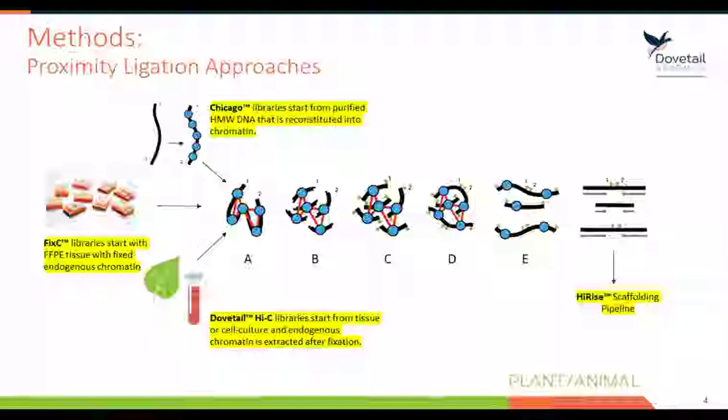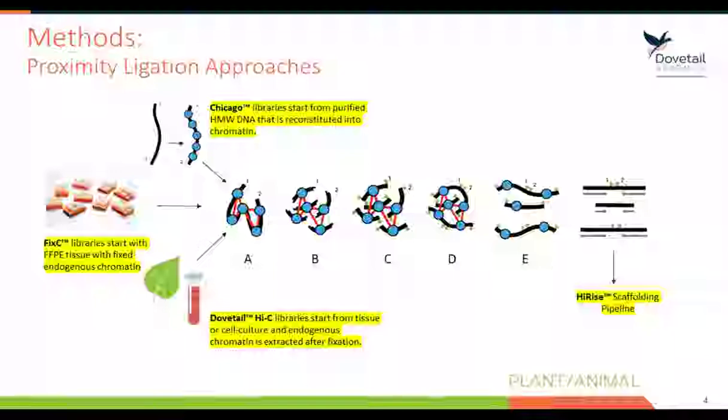The first thing we do in Chicago is we strip off all the protein from the DNA, and so we're removing all the chromatin. And then what we do is we build artificial chromatin in vitro. And the blue circles represent artificial nucleosomes.